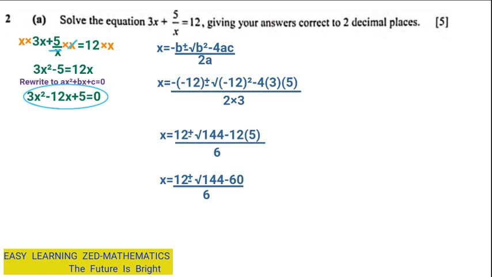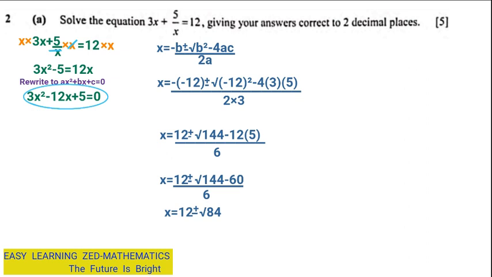Remember, the square root is stretching up to where the end. So 144 and 60, these are numbers inside the square root. Okay, so I'm going to write down x is equal to 12 plus or minus, and then I'm going to minus the square root. So 144 minus 60 will give me 84, which will be over 6. Okay, so this is the value I found at this stage.